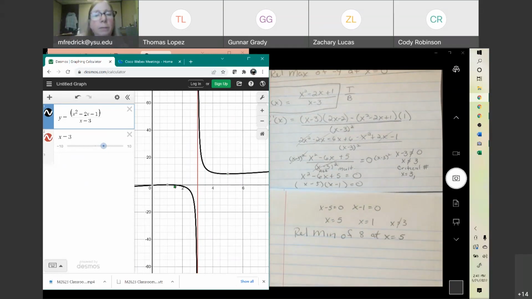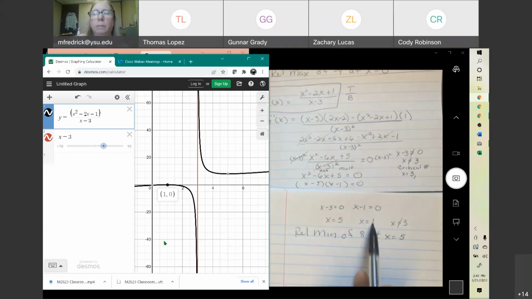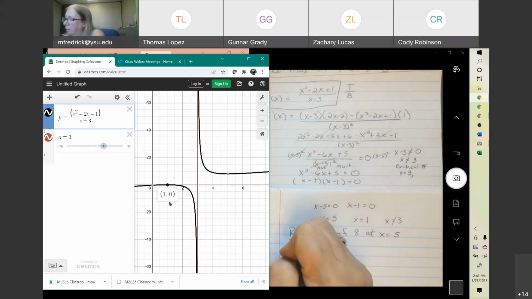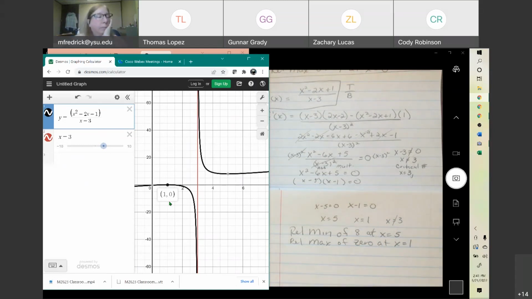And then this one, that one? No. Wait, was it 1? Yeah, it was 1. So there's a relative max of 0 at x equals 1. Any questions on that?